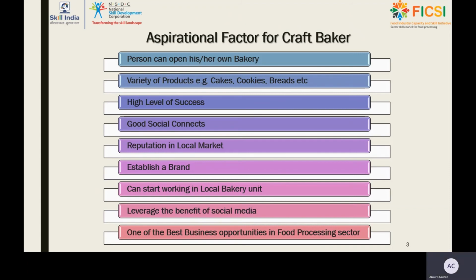Bakery is one of the best business opportunities in food processing sector, and consumers from average and above average families always demand to have bakery products in their daily meals. By establishing a bakery unit, one can achieve high level of success in their career by maintaining good social connects and reputation in the local market or by establishing a brand. You can also apply for job profiles such as craft baker or bakery expert in local bakery units after completing this training and can do all kind of industrial as well as artisanal bakery jobs.